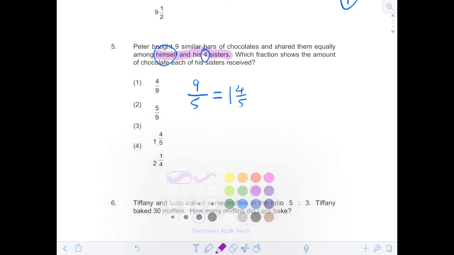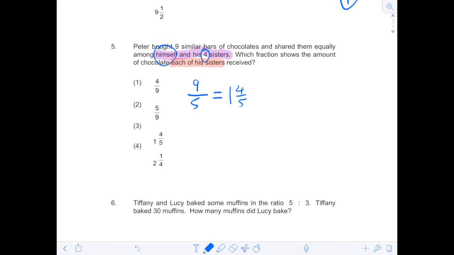Always make sure you check out this part here that says each of his sisters. Sorry, I should use a different color. Each of his sisters. Okay, the word each is very important. It's an indication that the number that you should be dividing it by should be the sisters. Okay? Alright, so this would be 1 and 4 over 5, number 3.